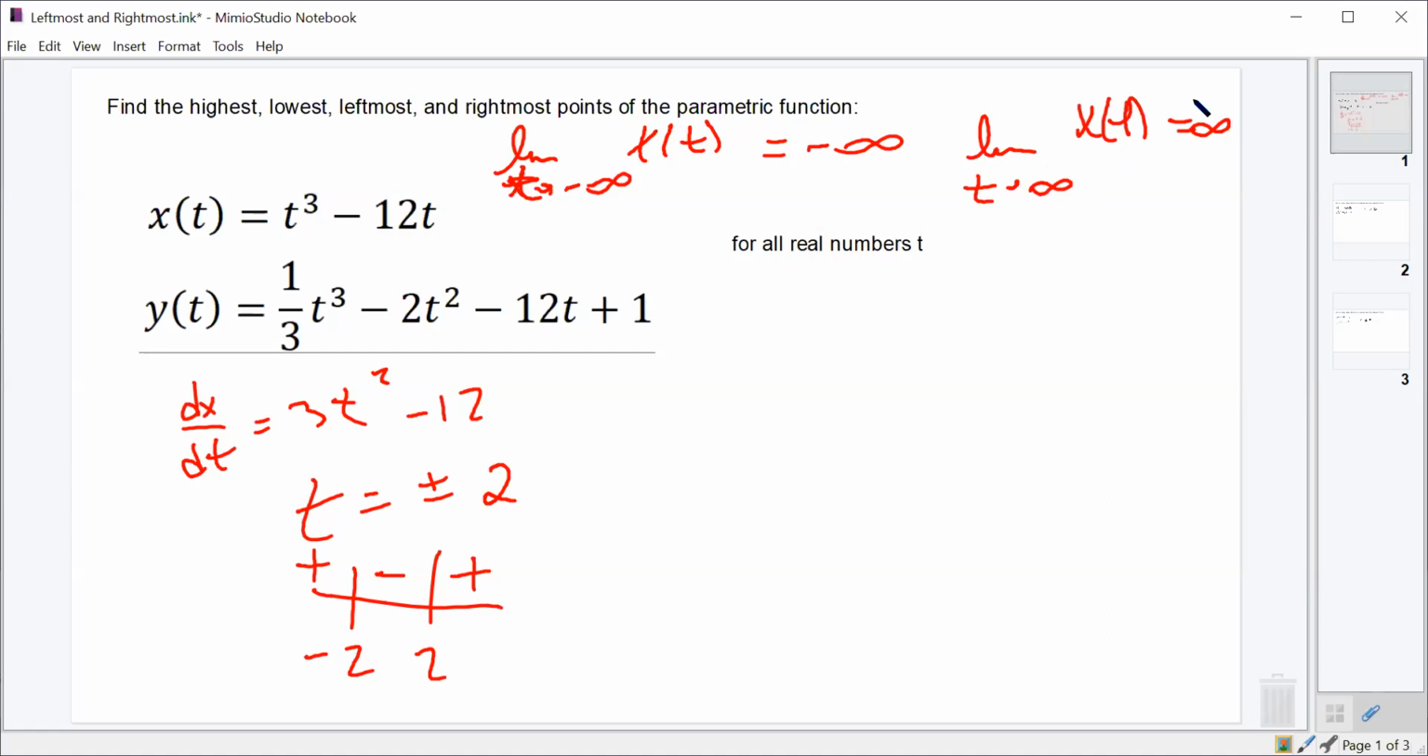But since there are no restrictions here, we need to look at the limits as t goes to negative infinity and positive infinity of x of t, to see that it's always going to negative infinity to the left and positive infinity to the right. But we do have a local max and a local min here at 2 and -2. But we're not concerned about that. We just want to know what are the highest, the lowest, the leftmost, and the rightmost. So in this case, we don't have a rightmost or a leftmost. Does that make sense or no?